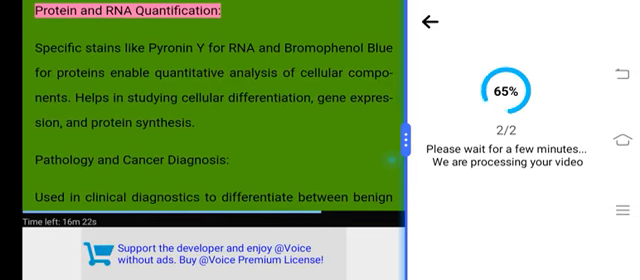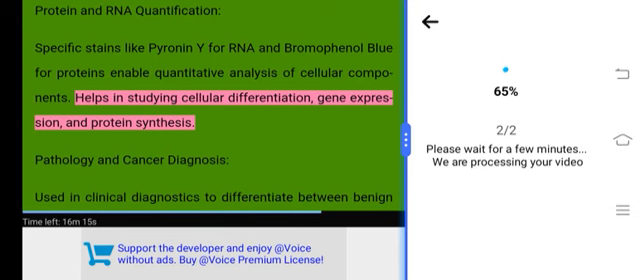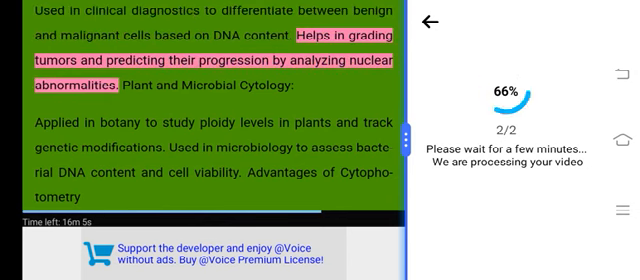Protein and RNA quantification. Specific stains like pyronin Y for RNA and bromophenol blue for proteins enable quantitative analysis of cellular components. Helps in studying cellular differentiation, gene expression, and protein synthesis. Pathology and cancer diagnosis. Used in clinical diagnostics to differentiate between benign and malignant cells based on DNA content. Helps in grading tumors and predicting their progression by analyzing nuclear abnormalities.